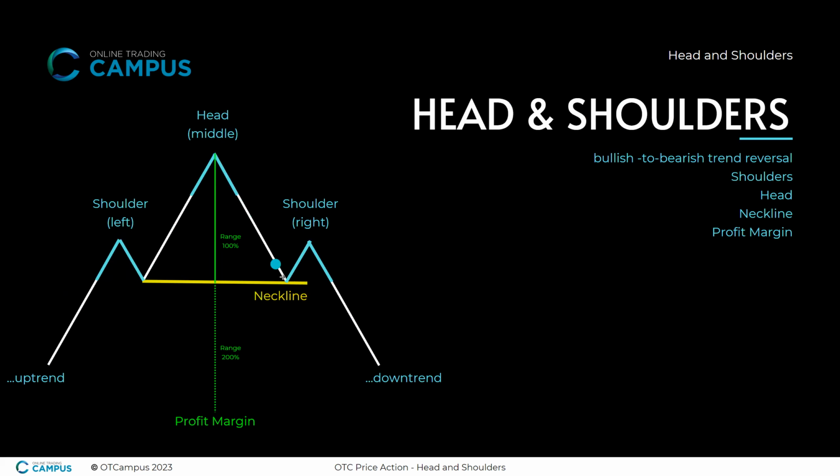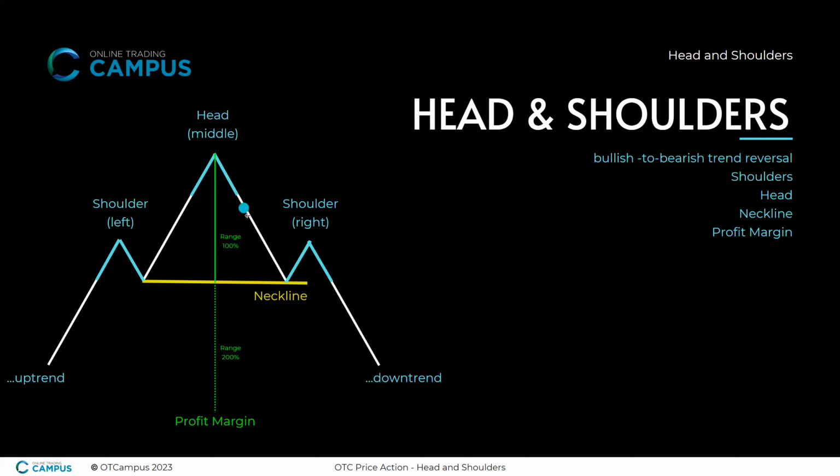Then we get a drop, and another rally, a shoulder on the right side. The right shoulder must be lower than the head. We don't want to create a new higher high. And then we get another drop. That means we have our left shoulder, head, and right shoulder.